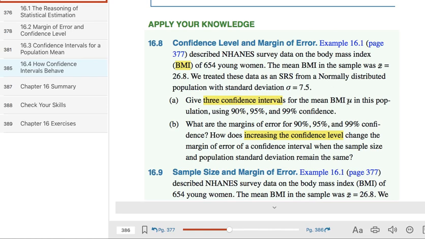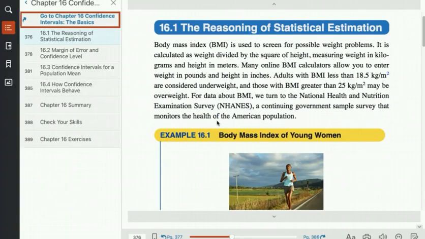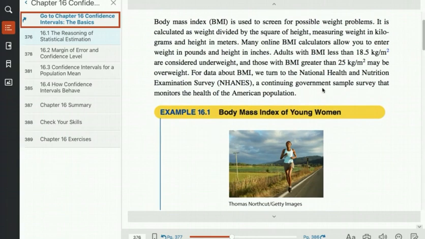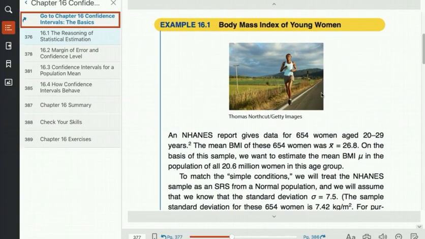So mu in this population, so what is this population, right? So we have to go back to example 16.1. And here is example 16.1. So there's a government survey that monitors the health of the American population. If you read the first paragraph, you notice that mu represents the population mean BMI of all 20.6 million women in this age group. This age group refers to women aged between 20 to 29.